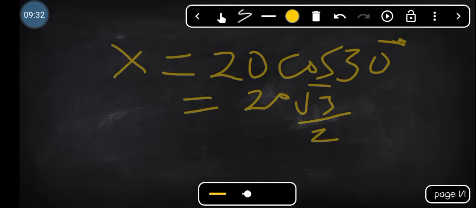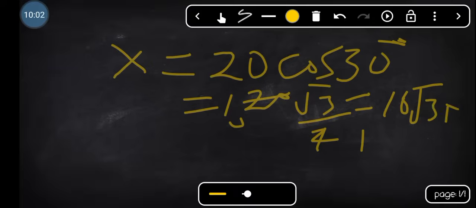I know some of you might be wondering how I get root 3 over 2. Don't worry, one of these days I'm going to show you how we can solve special angles like cos 30 and cos 60 without the use of a calculator, putting our answer in short form. For now, let us just follow this move. So we have 2 into 10 root 3. So the horizontal component of the force is 10 root 3 Newton.